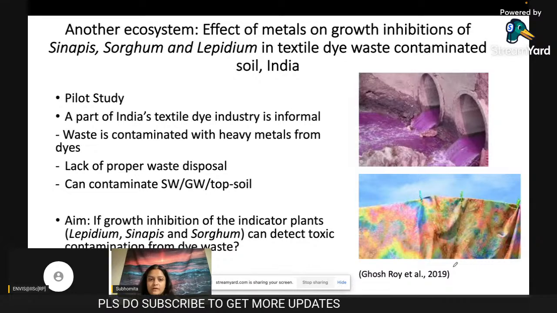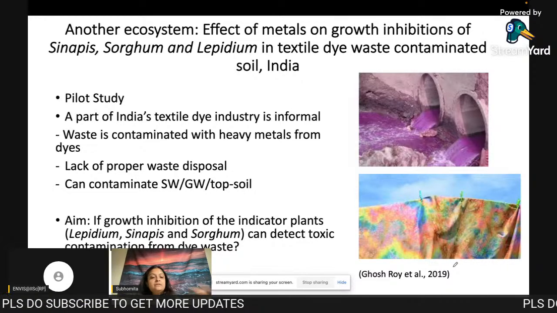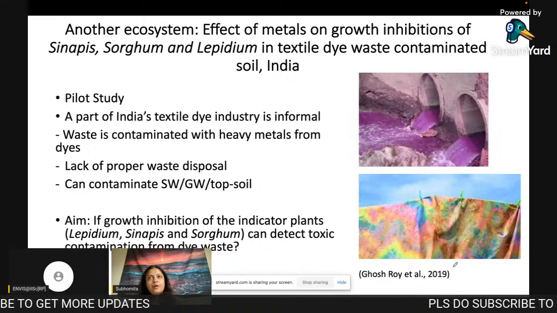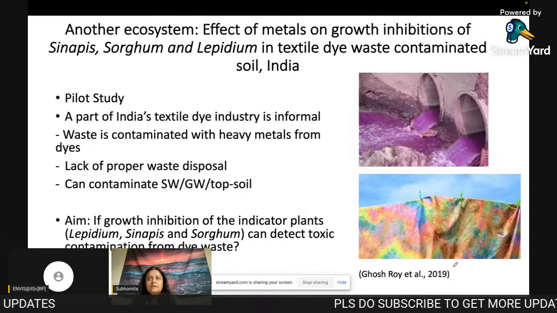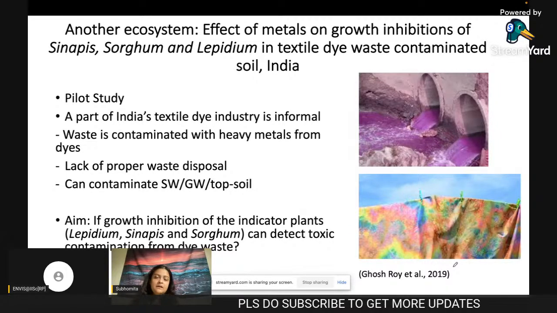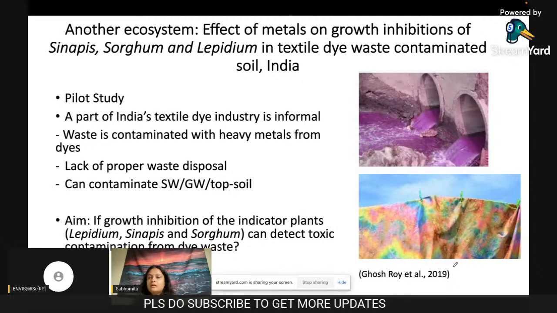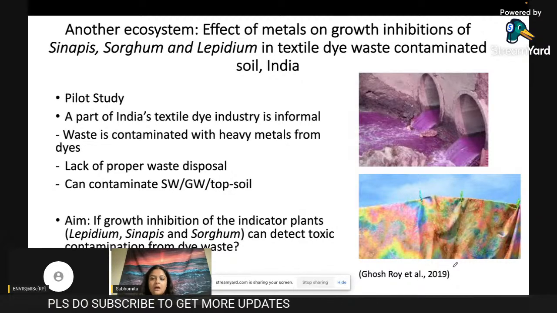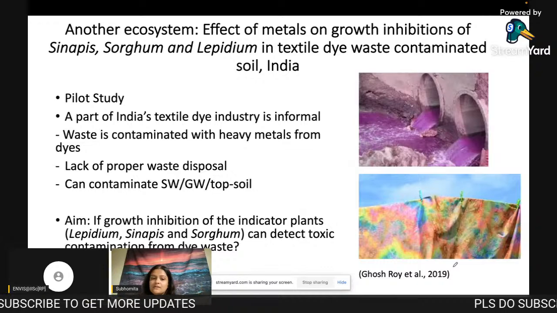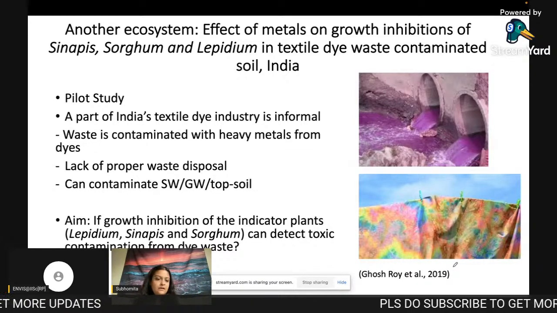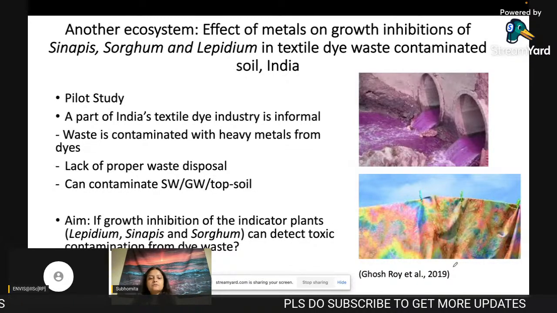That was a stress factor over here. The reason they do that is because they don't have proper access to waste disposal, and therefore it can definitely contaminate the surface water, groundwater, and definitely the topsoil. So we wanted to assess that risk against some known indicators that we have used before, like these plant indicators.